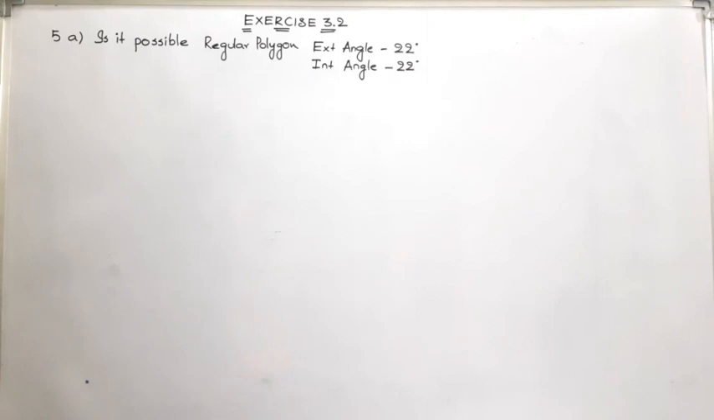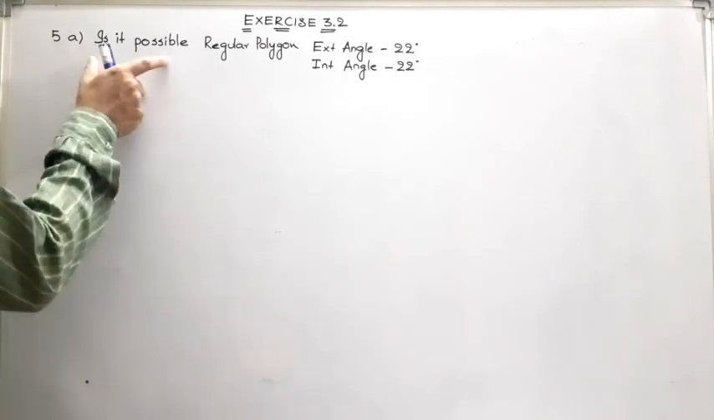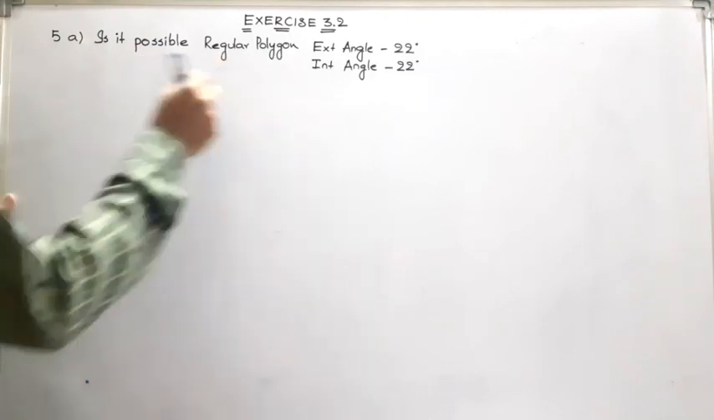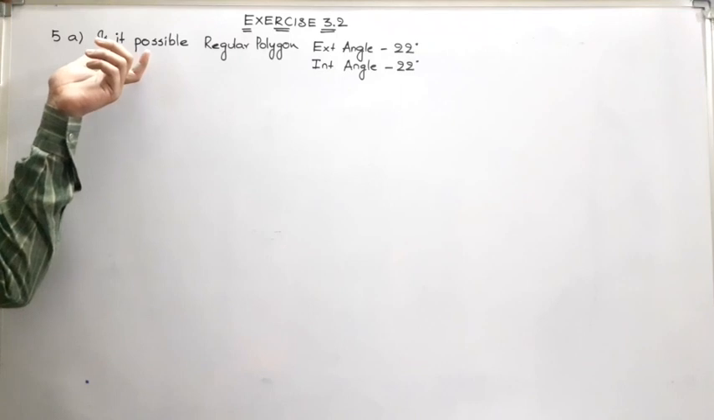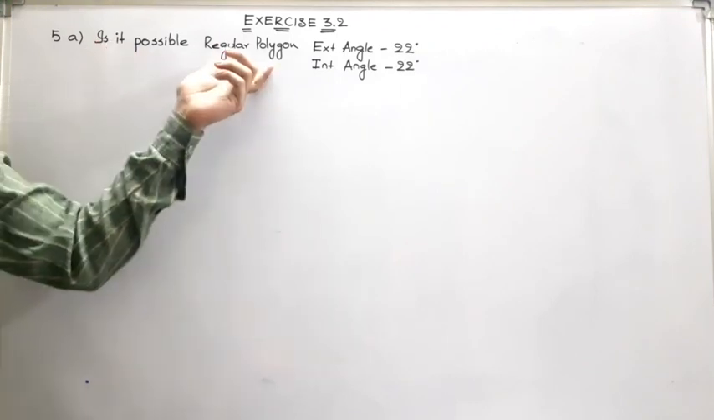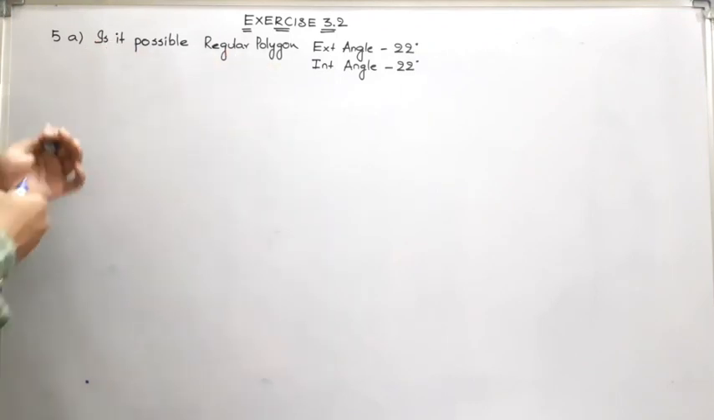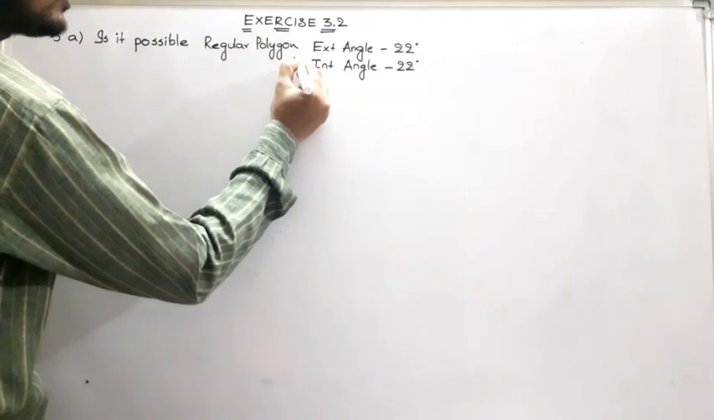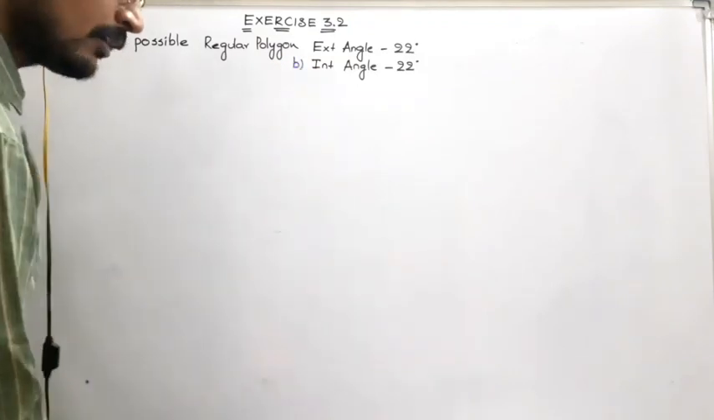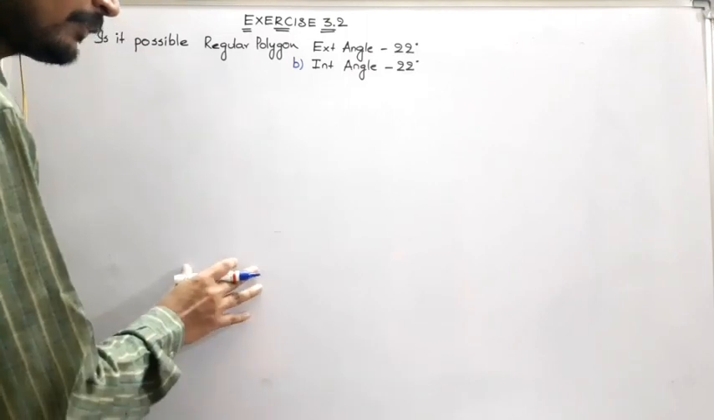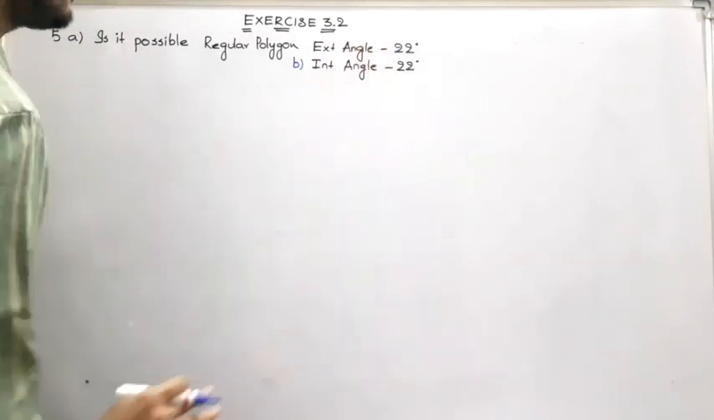So now we are moving to the fifth question, children. Okay, I'm just writing the hints of the question. You copy the question from the textbook. Is it possible to have a regular polygon, okay, this one is B, regular polygon, if each of its exterior angle measure is 22 degrees.